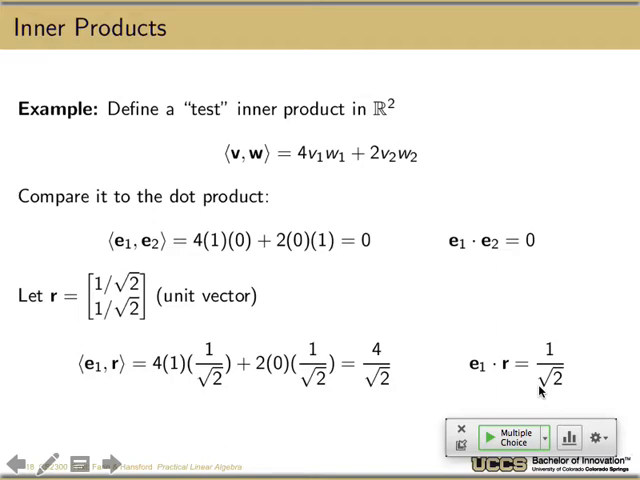Yes. Where does the 4 and 2 come from? Oh, they're just made up numbers. They're just randomly chosen. Are they necessary for this? No. We're trying to show you how to test that something is or is not an inner product. So it's just an example. Now, why you would want to use this test inner product, that's a different question.